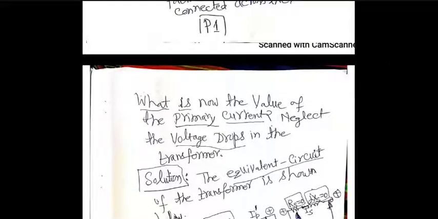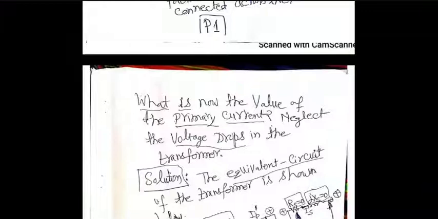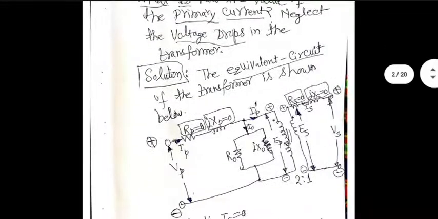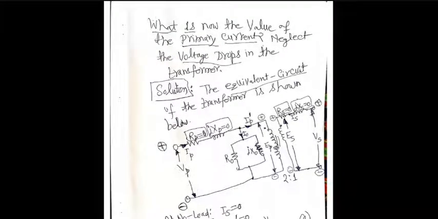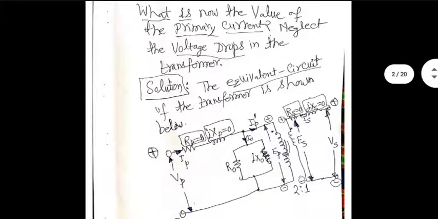Now what will happen? What is now the value of the primary current? That is the question. Neglect the voltage drops in the transformer. That means we will assume lossless cases in the windings. Windings will be assumed to have no losses, but core losses are there. They cannot be ignored.